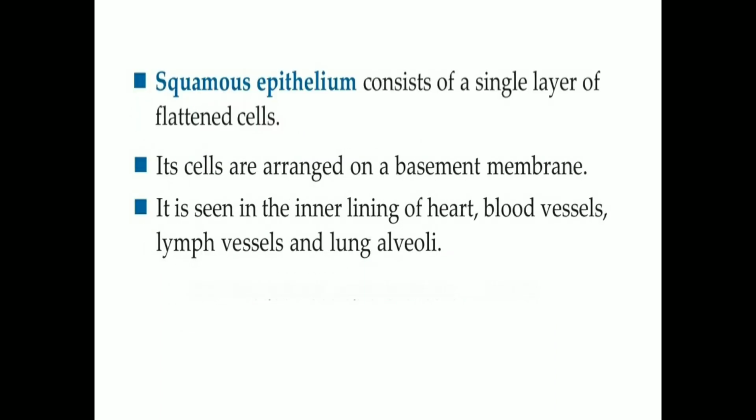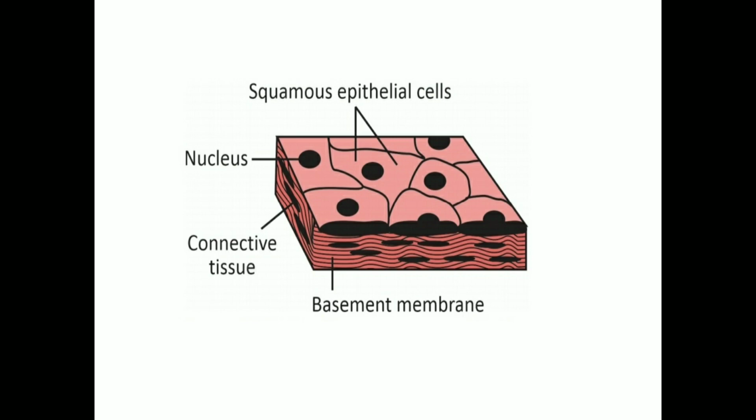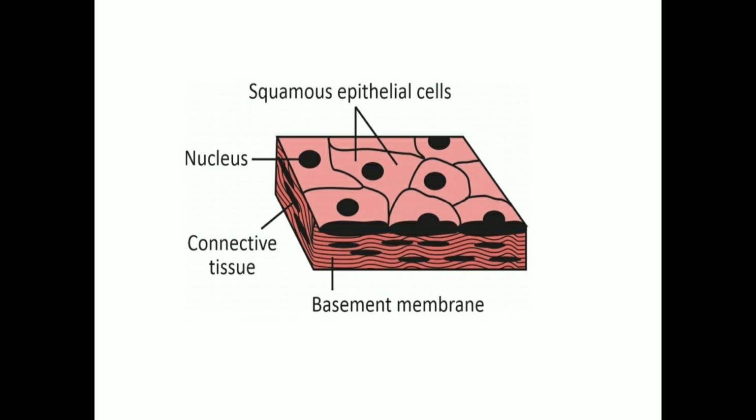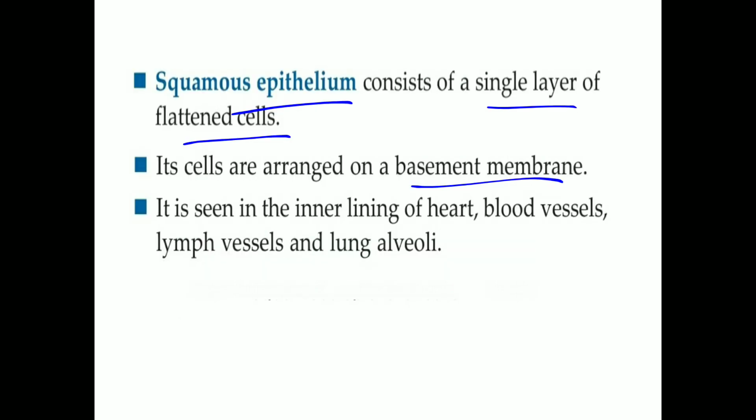Let's see the squamous epithelium. The squamous epithelium consists of a single layer of flattened cells, and these cells are arranged on the basement membrane. You can see a flat layer of cells arranged on the basement membrane. They are a single layer of cells, and this makes a very thin layer of cells, a very thin membrane.